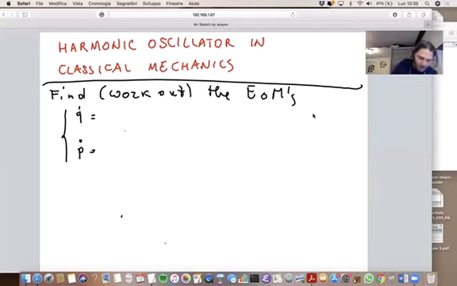So remember, Hamilton's equation says, in order to get Q dot, you need to take the partial derivative of the Hamiltonian with respect to P. And in order to get P dot, you have to take the negative of the derivative of the Hamiltonian with respect to Q. So there's a nice symmetric formulation of the equations of motion.